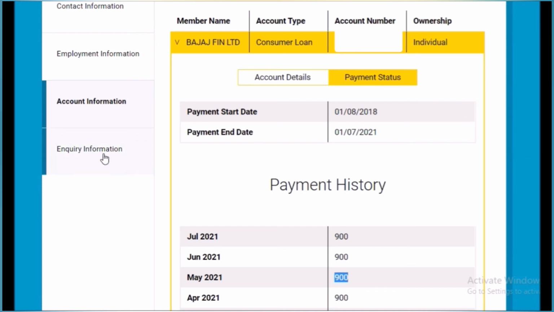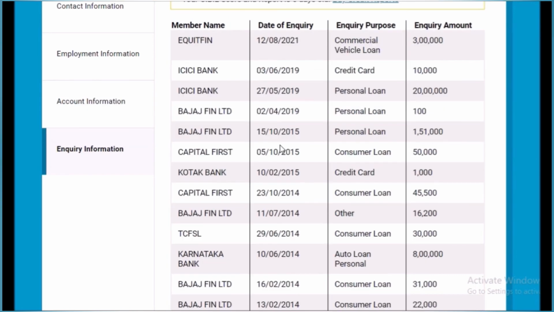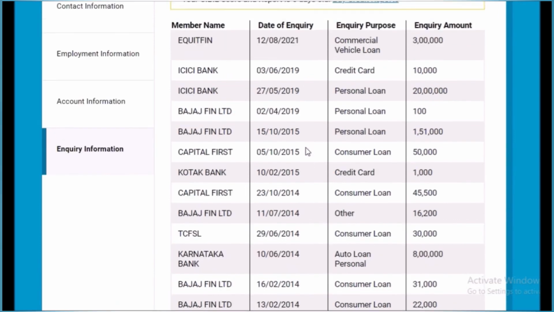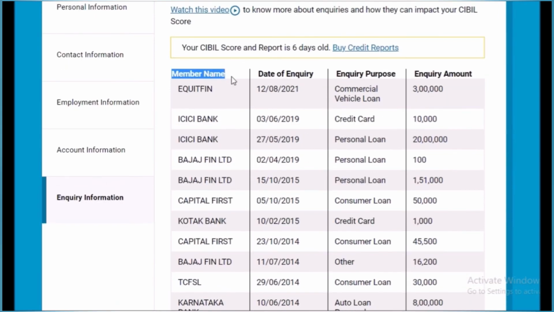And now, the last information is your enquiry information. Click on it. You'll find all the enquiries done by the lenders at the time of applying for a loan. The first column will have the member's name, which is the lender's name. The second column will have the date of enquiry. It shows the date when the lender has enquired for your credit report.